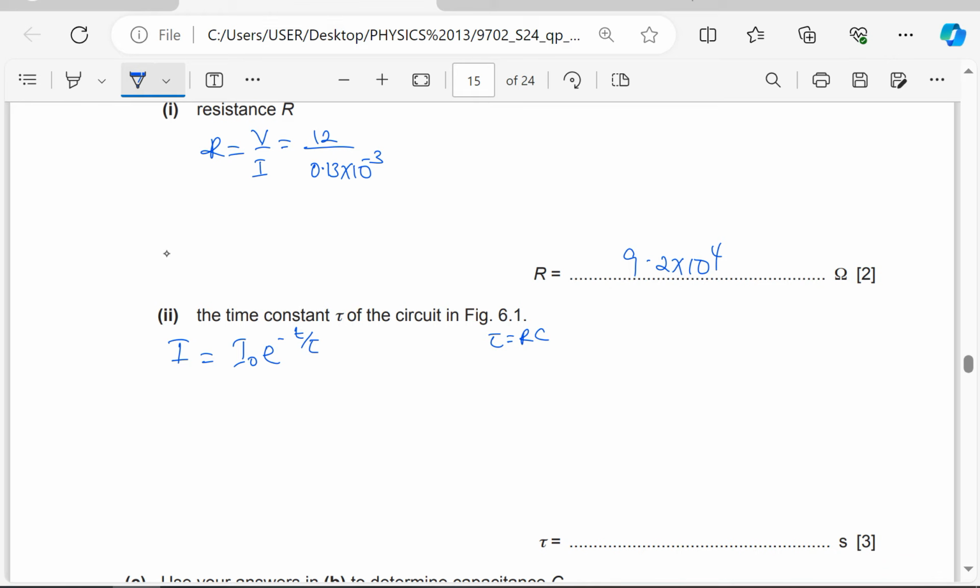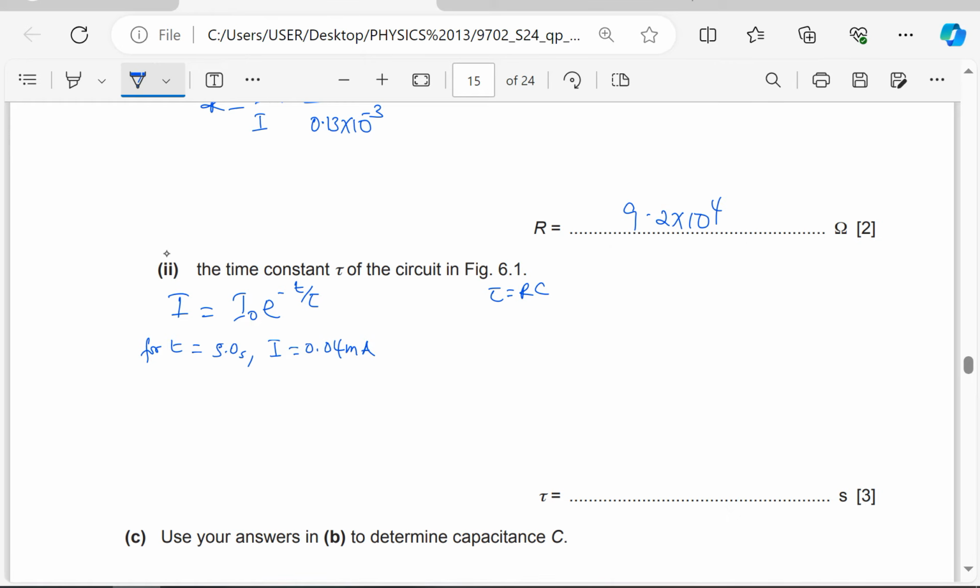So for t equals 5.0 seconds, I is equal to 0.04 milliamperes. So I'm going to substitute in these two. So I, 0.04, should be equal to I naught, which is 0.13, of course, times e to the power negative t. The time is 5, so negative 5 divided by t.